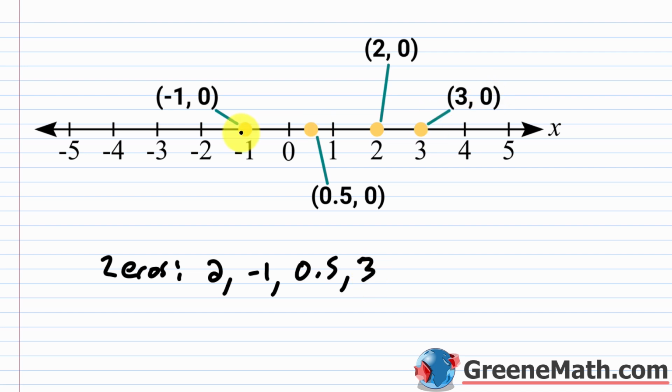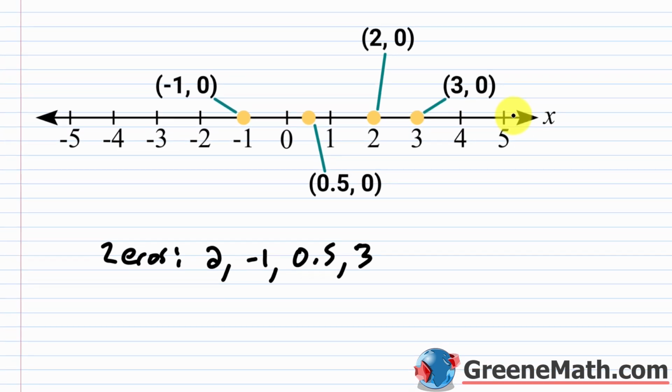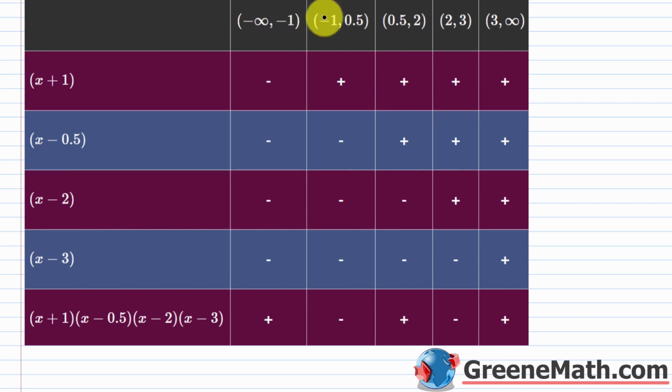So again, we're going to have an interval where x is less than -1. We're going to test there. We're going to have an interval between -1 and 0.5. We're going to test there. We're going to have an interval between 0.5 and 2. We're going to test there. We're going to have an interval between 2 and 3. We're going to test there. And then we're going to have an interval where we're greater than 3. So you have your intervals: anything less than -1, between -1 and 0.5, between 0.5 and 2, between 2 and 3, and then anything greater than 3.